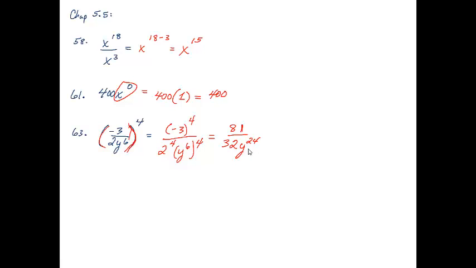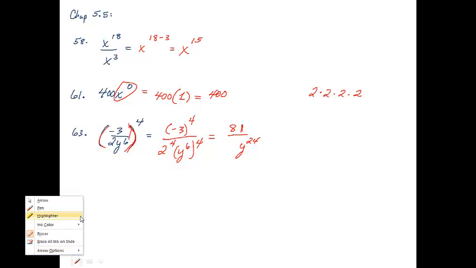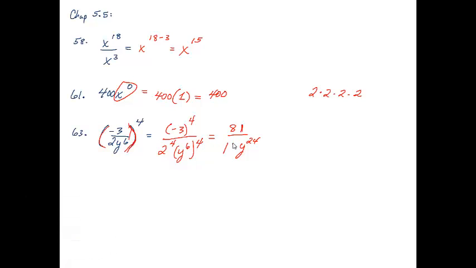And I actually need to go back and check this. 2 times 2 times 2 times 2. 2, 4, 8, 16. Not 32. Okay, so let's go over that again.